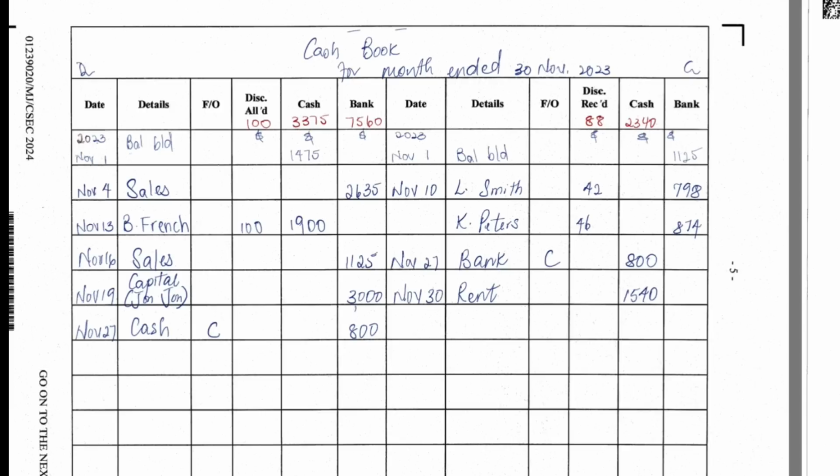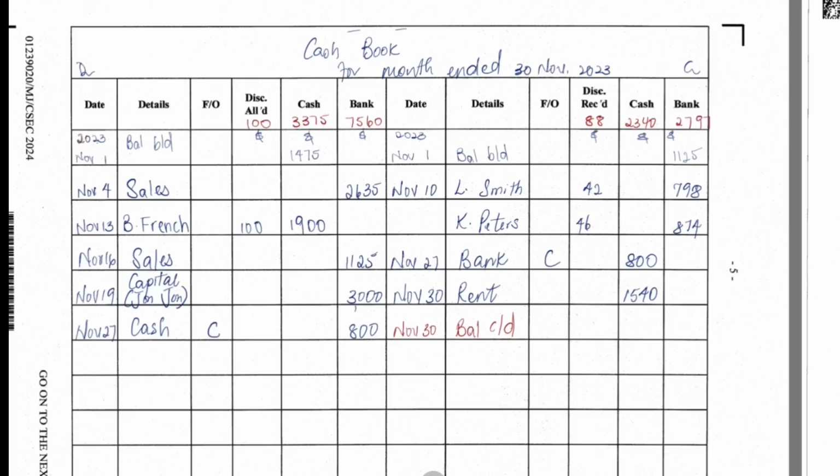$11.25, that comes from the opening balance. Yeah. $11.25 plus $7.98 plus $8.74, and this is going to give you $27.97. So let's look at the cash side. This over is bigger than this over, so the carry down amount is going to be carried down on the 30th as well. So balance carry down is going to go on the credit side.